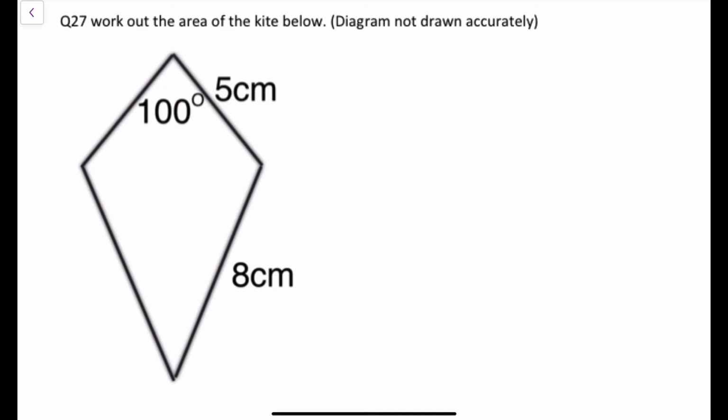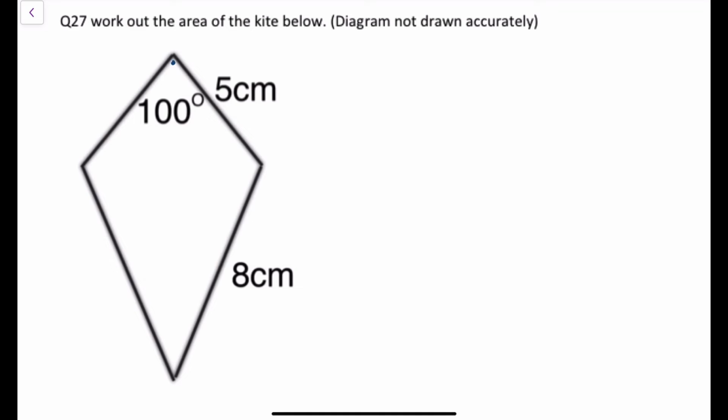It says in this one, work out the area of this kite below. And the diagram is not drawn accurately, so you cannot just measure it or whatever and figure out what the area is from doing that. So you have to just work it out using the algebra and geometry and so on. So here we've got a kite. 100 degrees is this angle.